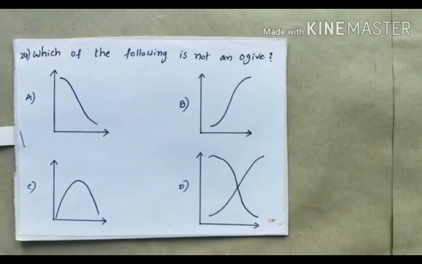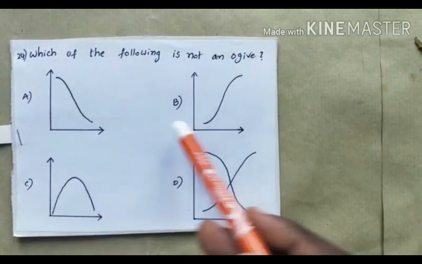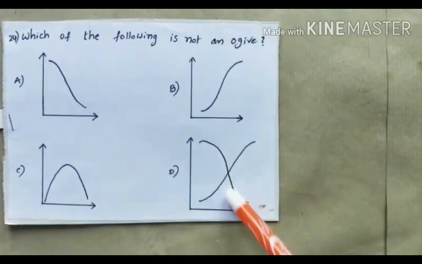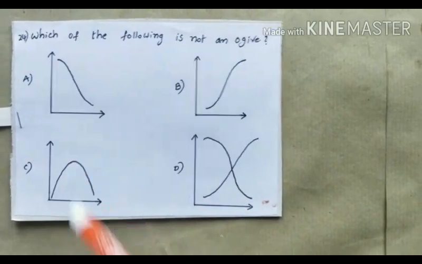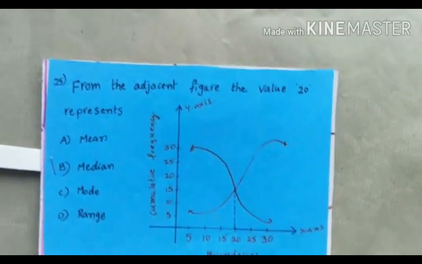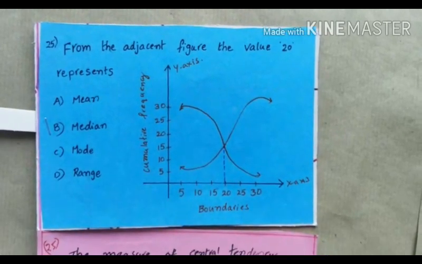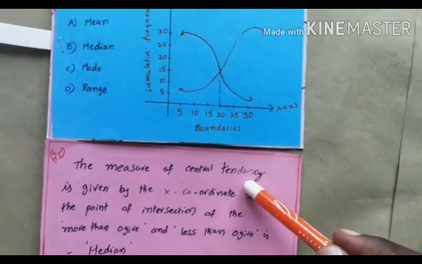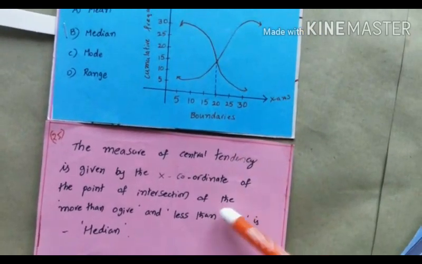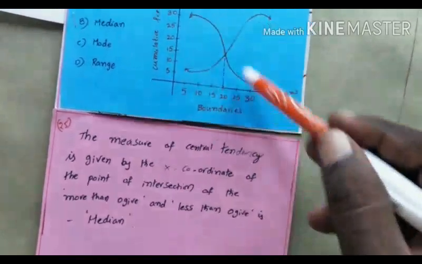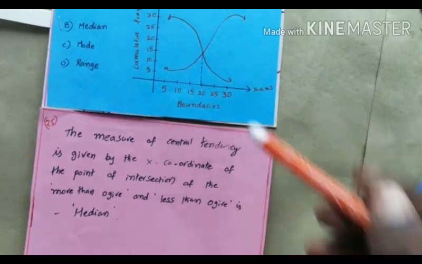Which of the following is not an ogive curve? This is an ogive curve. So this is the greater than cumulative frequency curve, this is the less than cumulative frequency curve. These are also ogive curves. This is not an ogive curve. This is a parabola. 25th question. From the adjacent figure, the value 20 represents mean, median, mode, or range. Answer: the measure of central tendency given by the x coordinate of the point of intersection of the more than ogive curve and the less than ogive curve is the median. This value is the median.